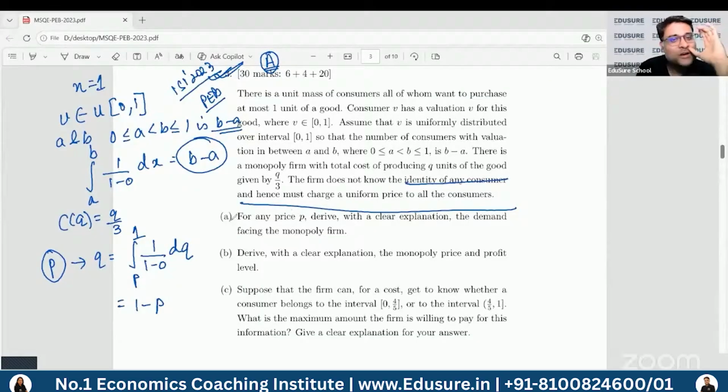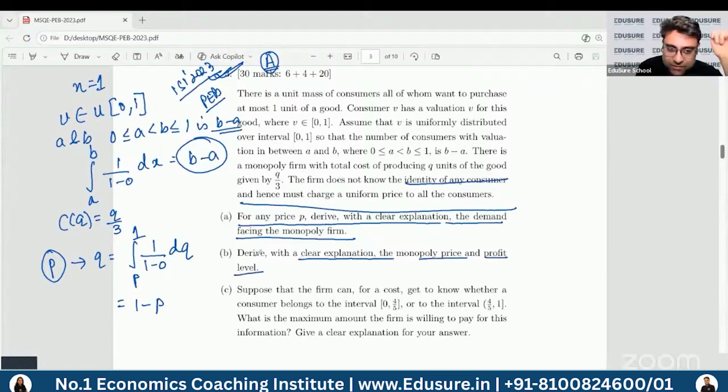I'm solving too much. Part A: for any price, derive with a clear explanation the demand facing the monopoly firm. Write a clear explanation. Part B: derive with a clear explanation the monopoly price and profit level. And part C: suppose that the firm can, for a cost, get to know whether a consumer belongs to the interval 0 to 4 by 5 or to the interval 4 by 5 to 1.